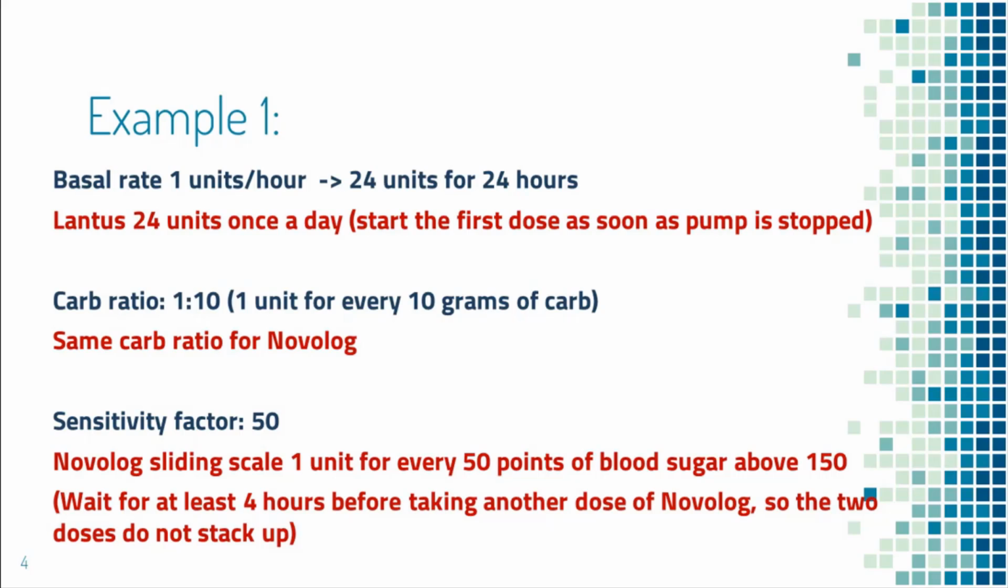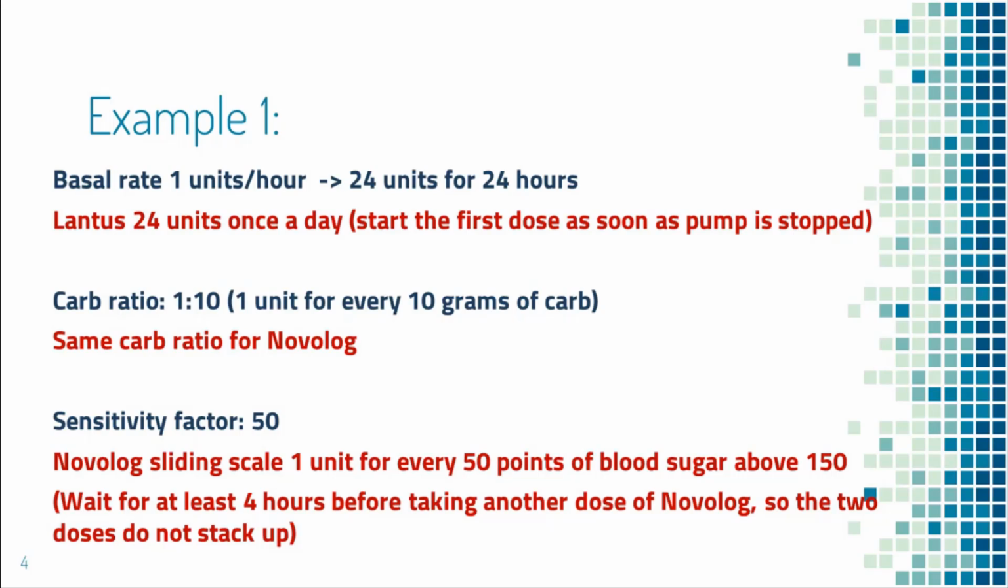Carb ratio will stay the same. He will need to take 1 unit of Novolog for every 10 grams of carb. For example, if he's going to eat 50 grams of carb, then he should take 5 units of Novolog before the meal. Since sensitivity factor is 50, he will need to take an additional 1 unit of short-acting insulin for every 50 points of blood sugar above 150.